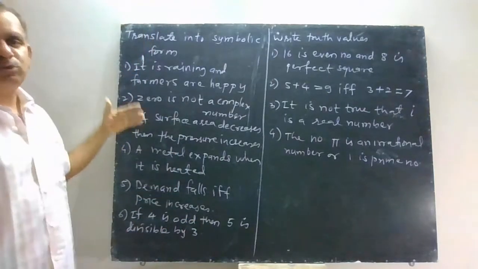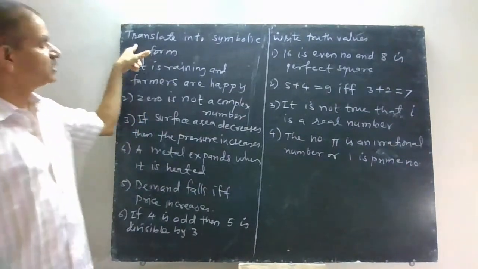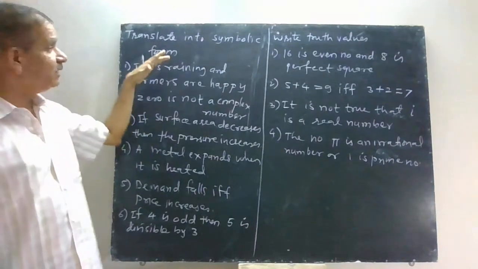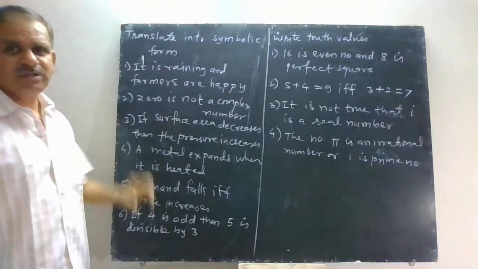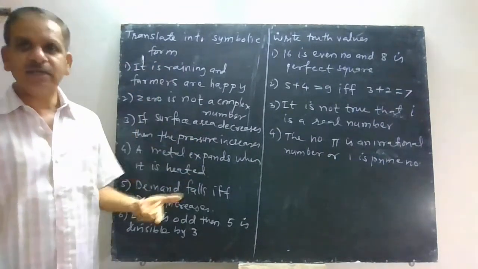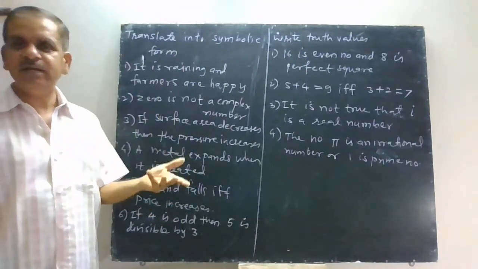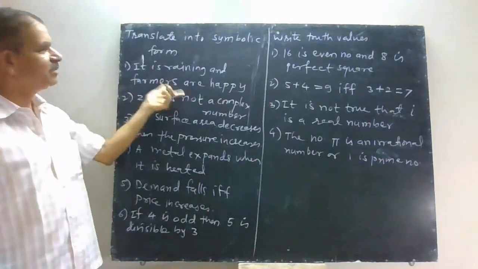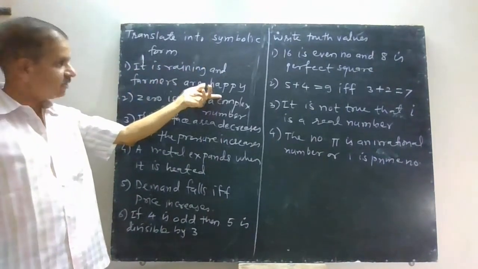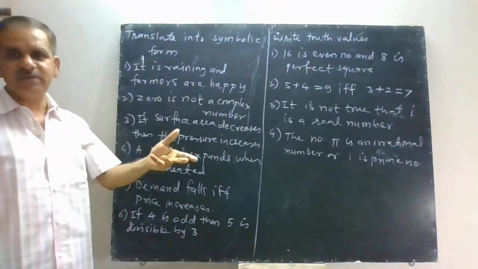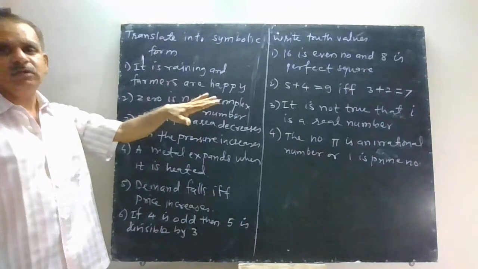Now let us see the last two types of questions. First one is translate into symbolic form. Now you have to write down the answers to this one just using statements P, Q, R, whatever it may be, and the connectives, and, or, not, if then, if and only if. Now see the first one, it is raining and farmers are happy. For these types of questions, you have to first write what is your P, what is your Q, what is your R if necessary, and then you have to write down the symbolic form.